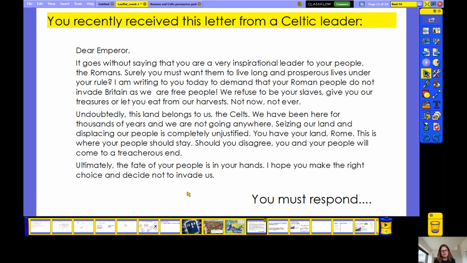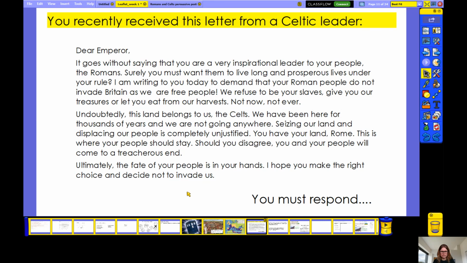Let's read it. Dear Emperor, it goes without saying that you are a very inspirational leader to your people, the Romans. Surely you must want them to live long and prosperous lives under your rule. I'm writing to you today to demand that your Roman people do not invade Britain, as we are free people. We refuse to be your slaves, give you our treasures, or let you eat from our harvests. Not now, not ever. Undoubtedly, this land belongs to us, the Celts. We have been here for thousands of years, and we are not going anywhere.